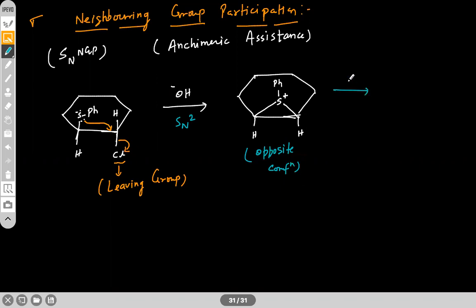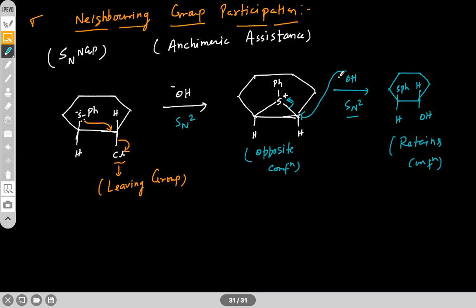In the next step, what happens? The nucleophile of the reaction, OH minus, attacks the same carbon atom and pushes this electron pair back onto this sulfur atom. It goes back to its original position. The same type of attack happens here: OH from the bottom, H on the top, then again H on the bottom, SPh on the top. Even this attack is SN2 type, so the configuration changes again. Whatever configuration we have here, we finally retain it. Retention of configuration. So this is a two-step SN2 type, neighboring group participation, SNNGP.